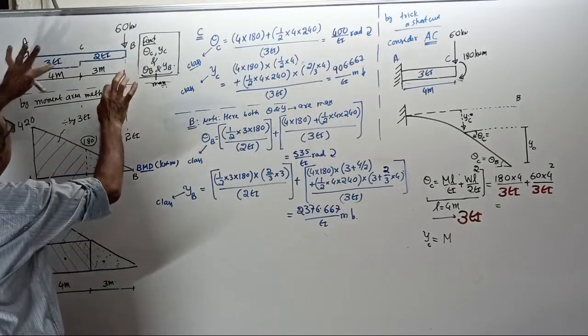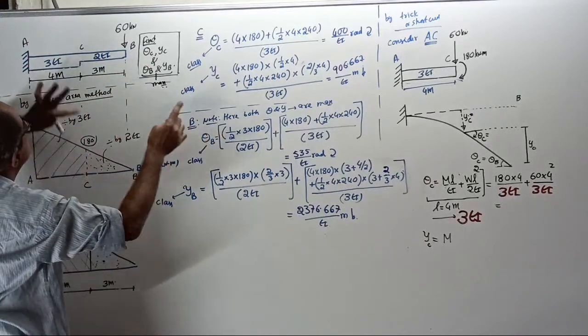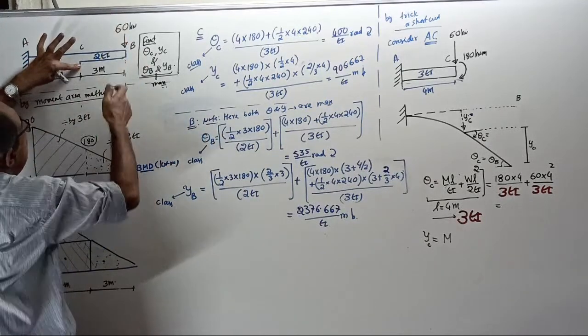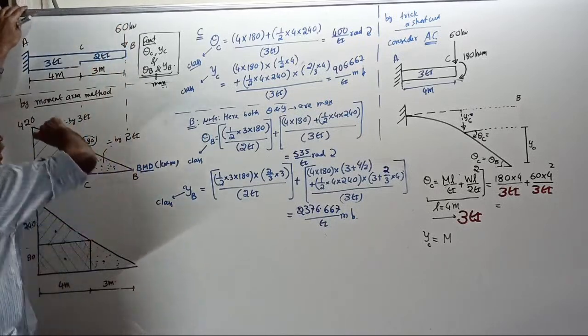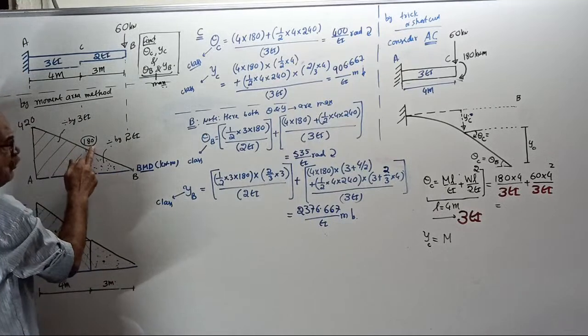For that, you also find the BM at C. You should write all these things. BM at C is 60 into 3, that is 180. All are hogging BM. Okay, now this is the calculated value.